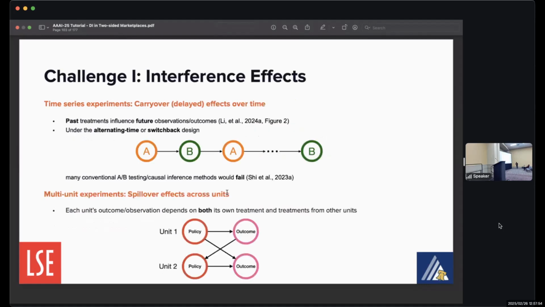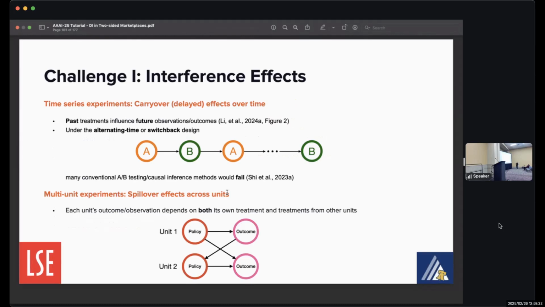Now let's first look at the first challenge, which corresponds to the existence of interference effects. Typically in two-sided marketplaces, and in particular in ride sharing, we have 2 different types of interference effect. The first type corresponds to carryover effects, or delayed treatment effects over time. These effects typically appear in what I have mentioned as time series experiments, where the treatments are sequentially assigned over time.